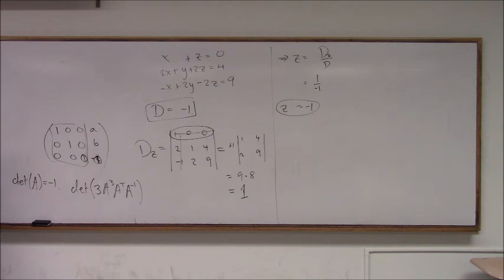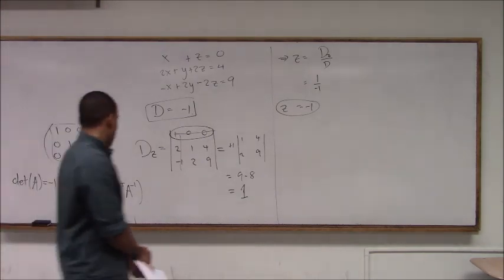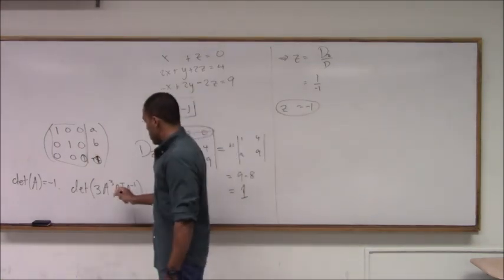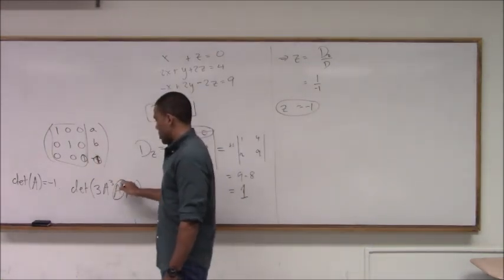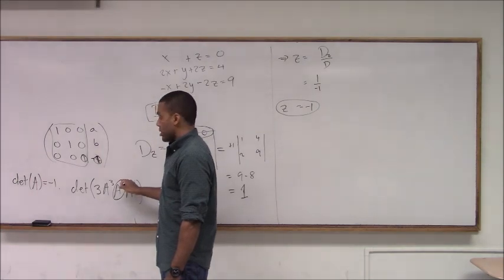Wouldn't a transpose and an inverse just cancel out? No. Transpose and inverse don't cancel. It's 9. How did you get 9? Do you know what the determinant of A transpose is? It's the same as the determinant of A.